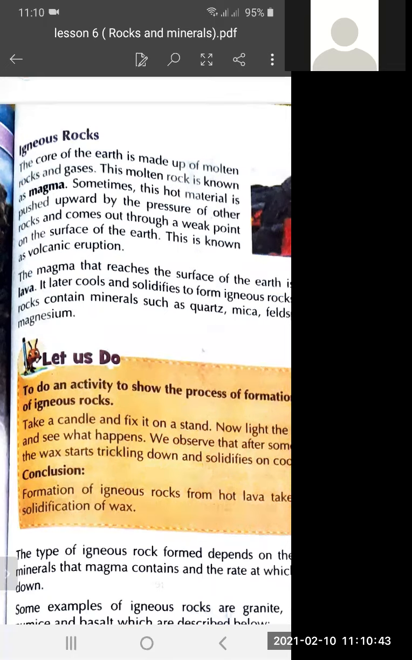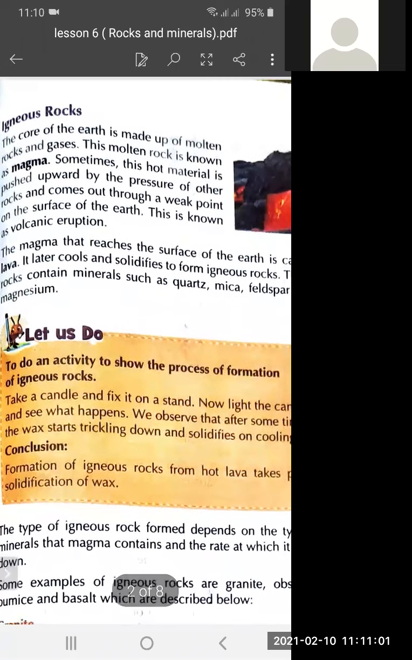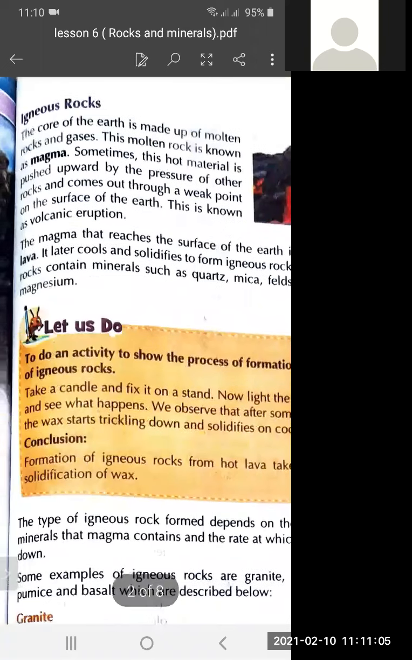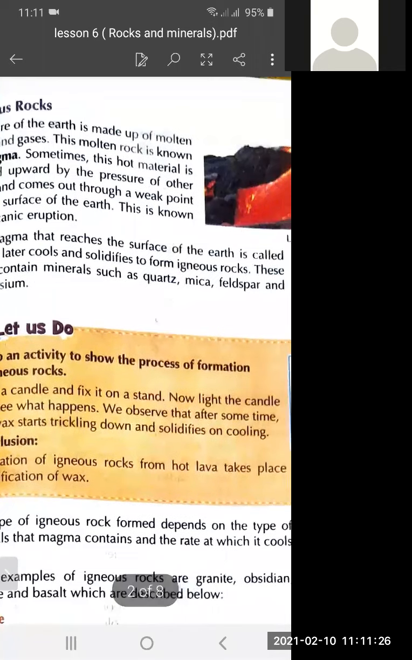Clear, students? The molten rock is known as magma. When this magma comes out from the weak points on the surface of the earth, this is known as volcanic eruptions. The magma that reaches the surface of the earth is called lava. When this lava cools down and solidifies, it becomes igneous rocks.